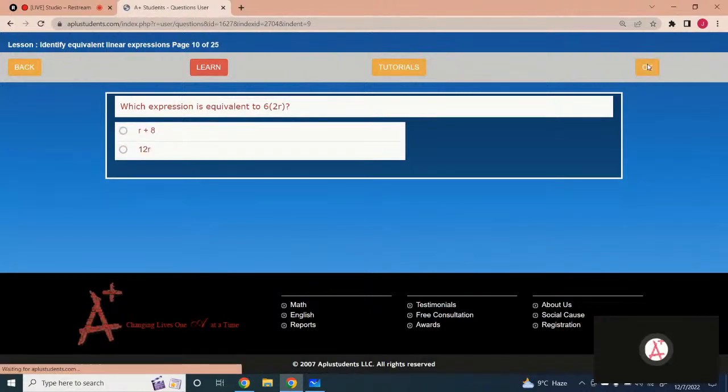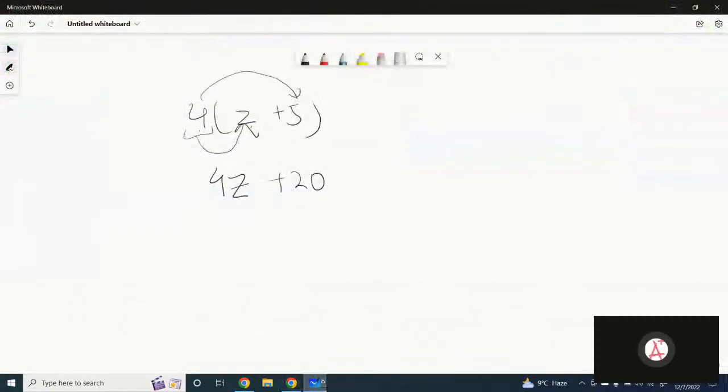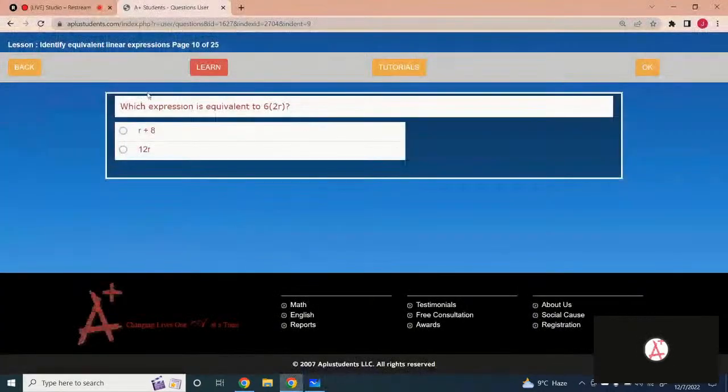Okay, the next one is 6 into 2r. That means 6 is multiplying to the 2r. Got it? You have to do 6 times 2. 6 times 2 is 12r. Got it? So the correct option is 12r.